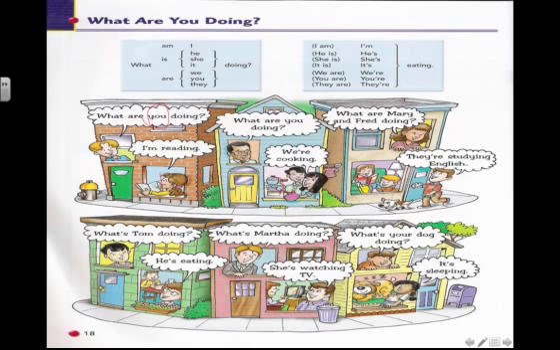So they say we. Why did they say we? Because they are what? Two of them. So they use we. We are, or we're cooking. What are they doing? They are cooking. Now let's go to the third house.